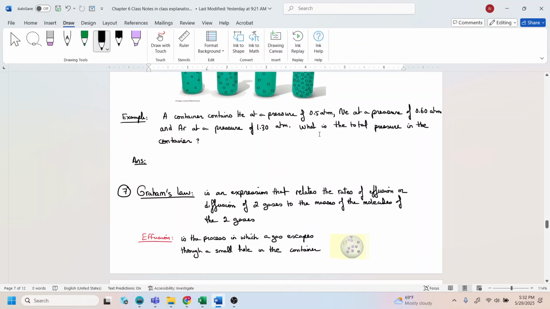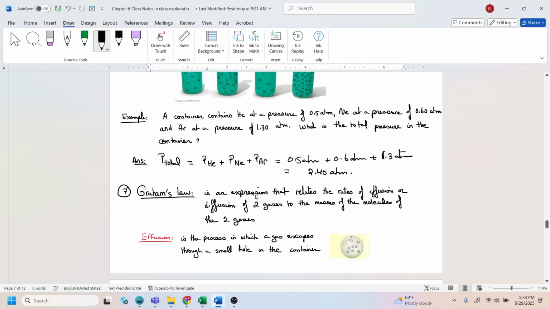So let's go ahead and have an example here. It's going to be for different gases. A container contains helium, which has a pressure, neon has a pressure, and argon has a pressure. If I ask you what's the total pressure in there, you would say the total pressure in the container is equal to the pressure of the helium plus the pressure of the neon plus the pressure of the argon, and that is equal to 0.5 atmosphere plus 0.6 atmosphere plus 1.3 atmosphere, and that is equal to 2.40 atmosphere.